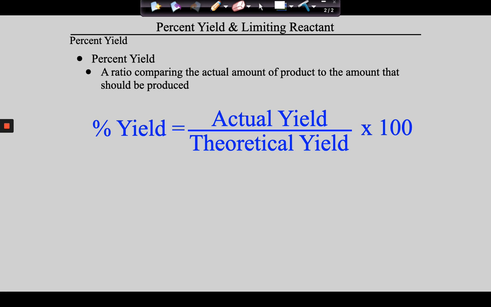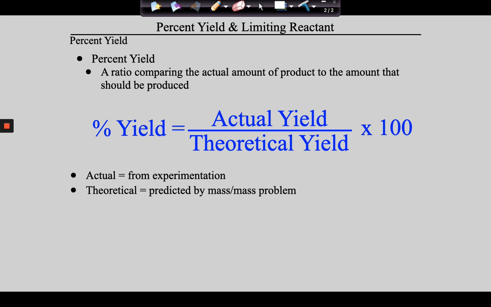Now, guys, as is always the case, you will never memorize equations in this class. They'll always be given to you on the test. So all you got to do is figure out how to plug in the numbers. But guys, in order to do that, you need to know what the numbers are. So let me give you the definitions. So guys, the actual yield comes from experimentation.